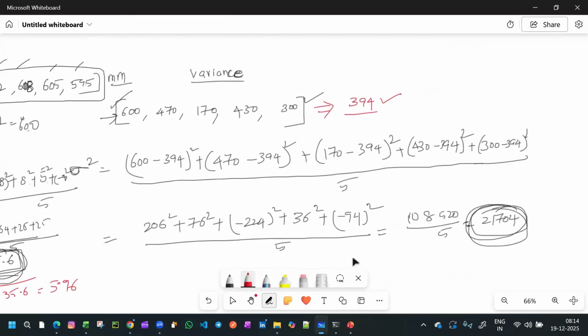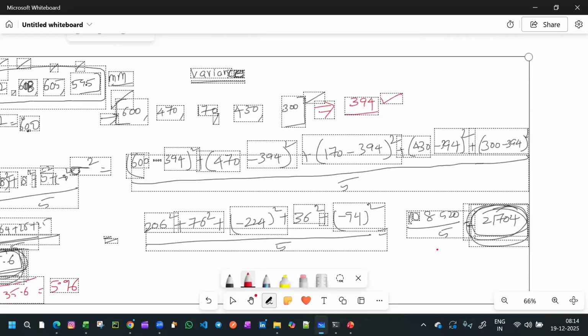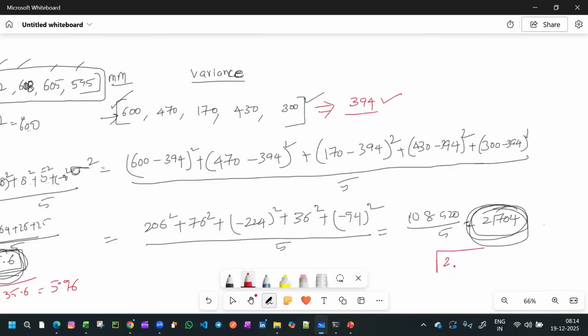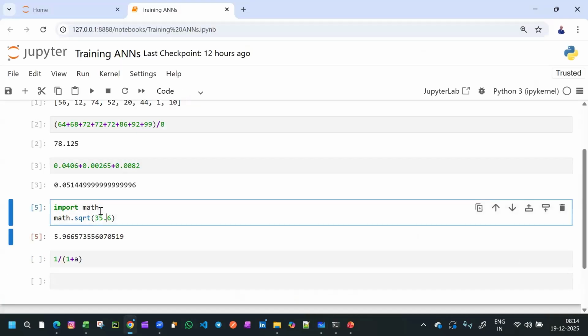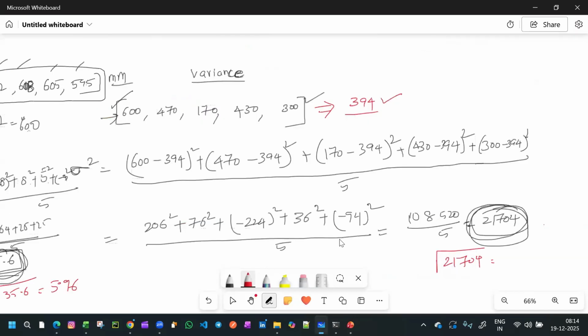In case of this, square root of 21704 is equal to square root of 21704. That is equal to almost like 147.32. Well, let's say 147, just for rounding off. Okay, so this is the same concept, standard deviation.